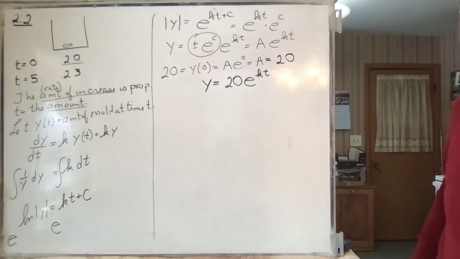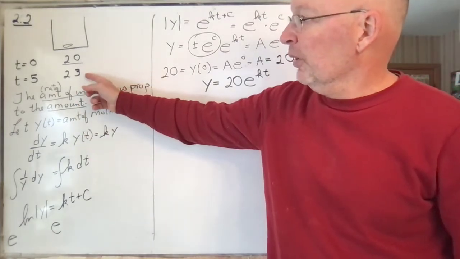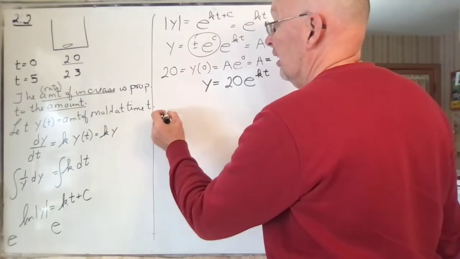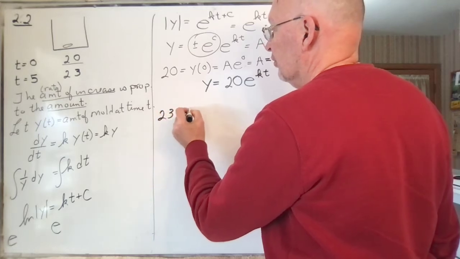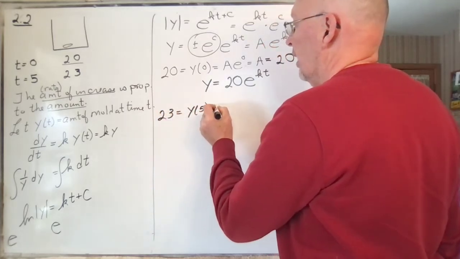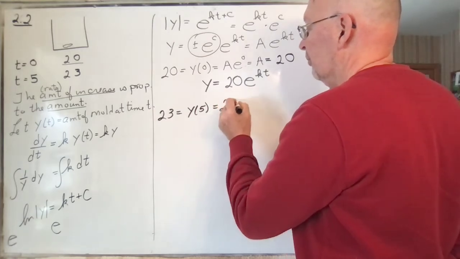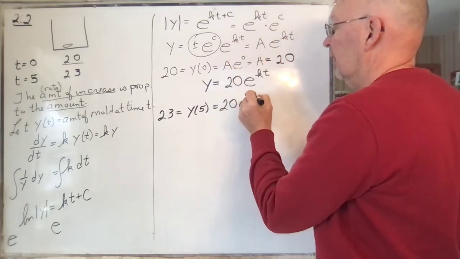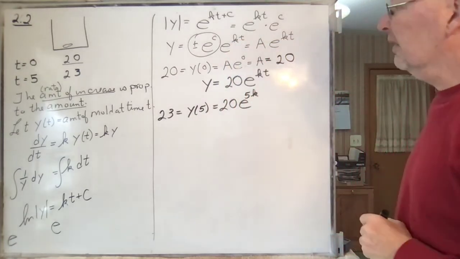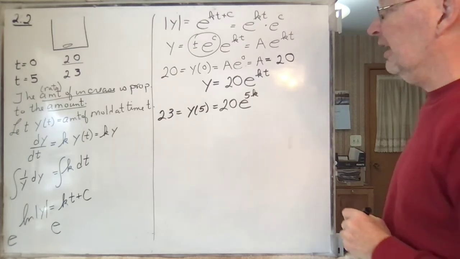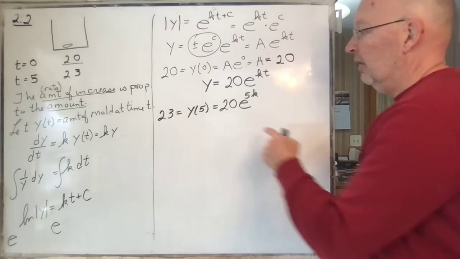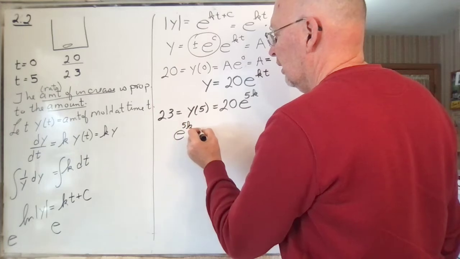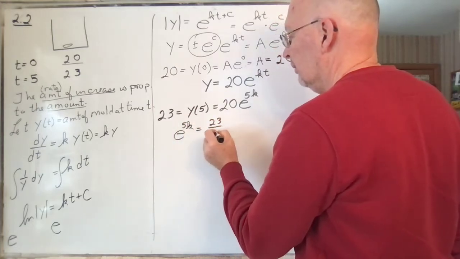Now, how can we find k? Well, here's another piece of information. We know that at time equal to 5, the amount is equal to 23. So 23 is equal to y of 5. And so now we know that a is 20, so there's my 20, e to the 5 times k. So we got that right there. And now we can solve that for k. How do we do that? Do you know your algebra? So we first divide through and we get e to the 5k is equal to 23 divided by 20.